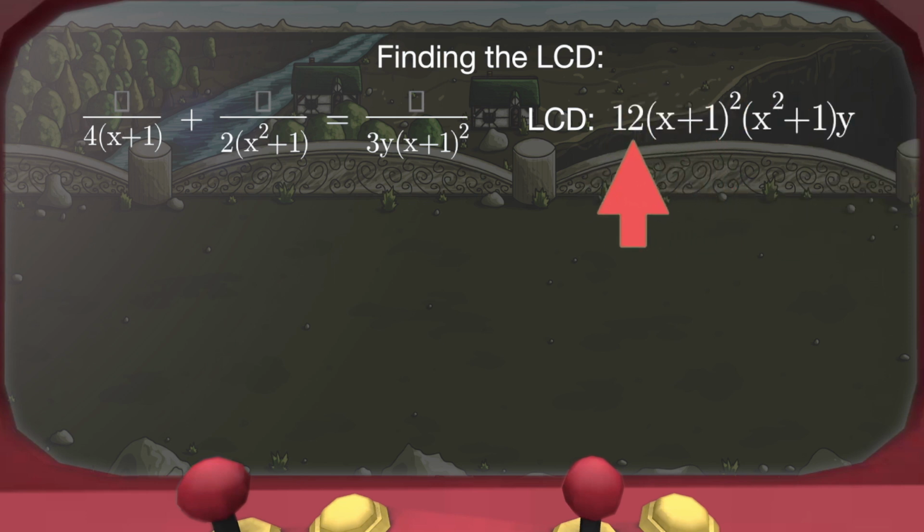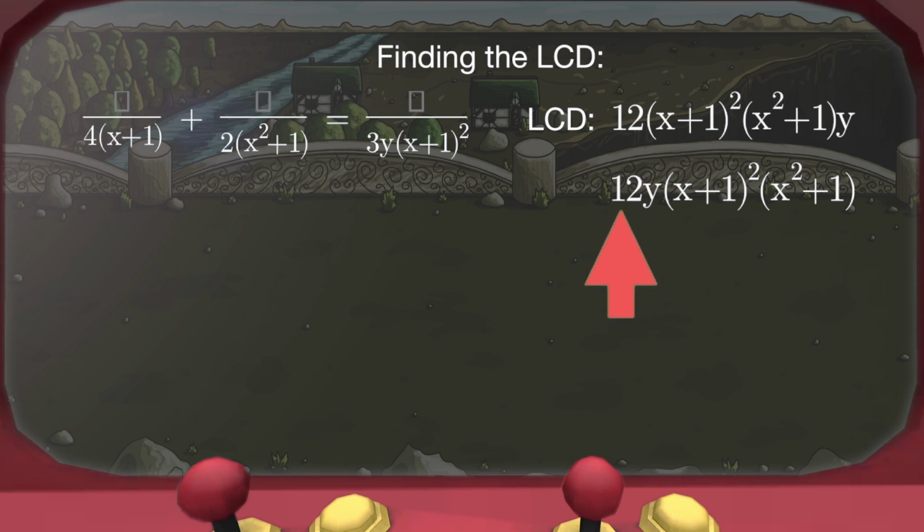Now what I like to do is, since this y is right at the back, I like to rewrite this, so I will put this y between the 12 and the bracket, and then it looks like this. 12y in brackets x plus 1 squared, and then in brackets x squared plus 1. And that is all there is to it. Now this is very important once we start to work with equations that contain fractions.